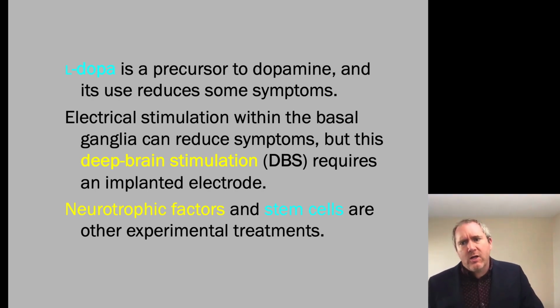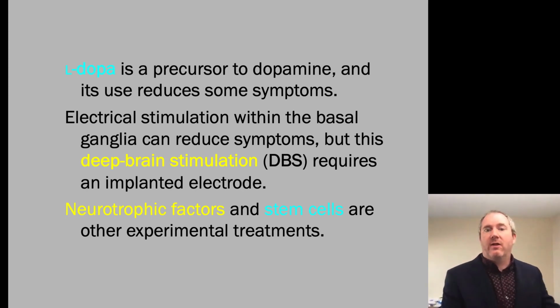Electrical stimulation of the basal ganglia can also reduce symptoms of Parkinson's disease, but this requires deep brain stimulation and an implantable electrode. Neurotrophic factors and stem cells are also experimental treatments. In addition, there are ultrasonic things being developed, things that are not invasive. Maybe even transcranial magnetic stimulation one day, if we can get accurate and deep that far.